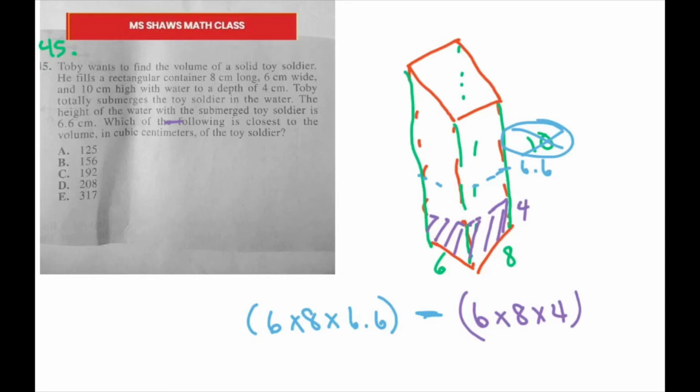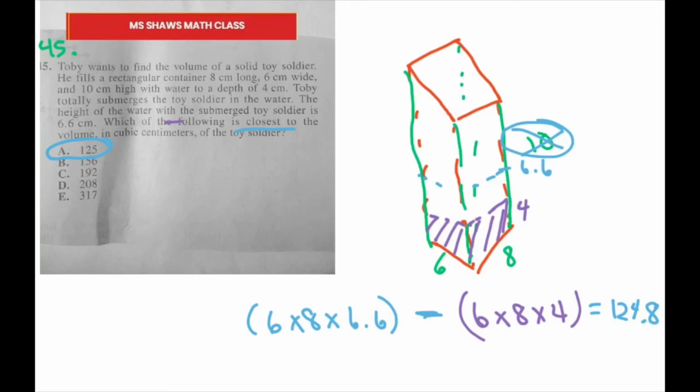So when you multiply that through, and that's the one I was looking at earlier, if you just put that in the calculator, you're going to get 124.8, which is closest to 125 cubic centimeters for the toy soldier.